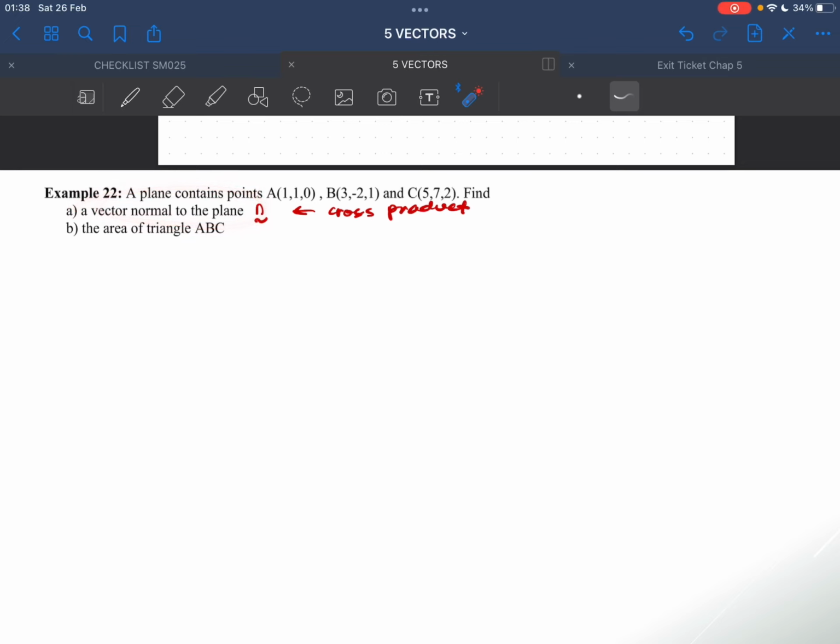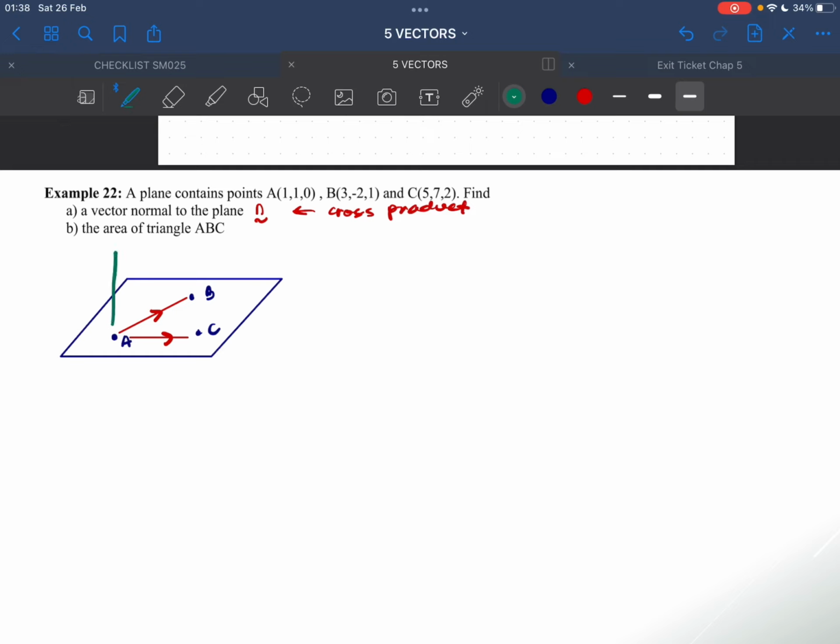So here we want to find, let's just draw the diagram. Okay, draw the plane. So this is our plane. We have A, B, C on that plane. Okay, you want to find the normal, you have to find the direction vector. So let's start at point A. So we have to find AB, we have to find AC. Then only we can find the normal by finding the cross product.